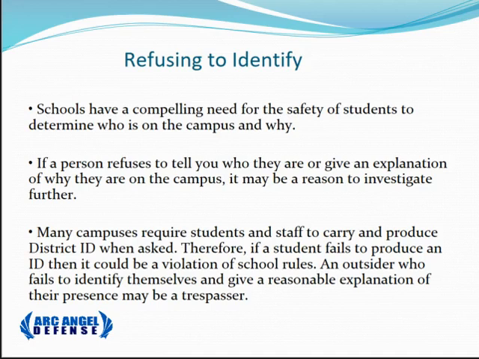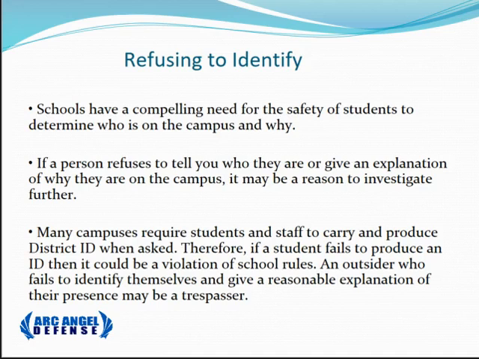Big one right here, everybody, refusing to identify. Schools have a compelling need for the safety of students to determine who is on the campus and why. If a person refuses to tell you who they are or give an explanation of why they are on campus, it may be a reason to investigate further.